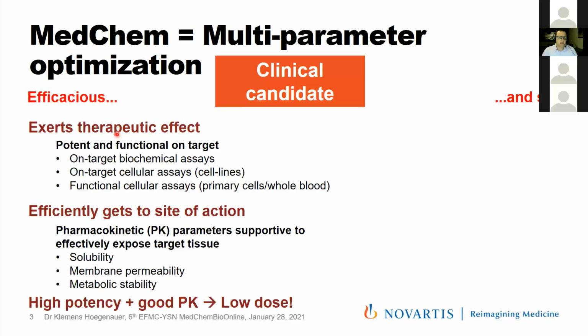On the efficacious side, we need to make sure that the compound can exert its therapeutic effect. It needs to be potent and functional on the target. We typically assess this in biochemical assays and functional cellular assays. And then we need to efficiently get to the site of action. So the pharmacokinetics of the compound plays a major role, and I will get to this in much more detail. High potency of a compound plus good pharmacokinetics typically leads to a low dose, and low dose is arguably the one main predictor of whether a compound will make it through clinical development phases successfully.